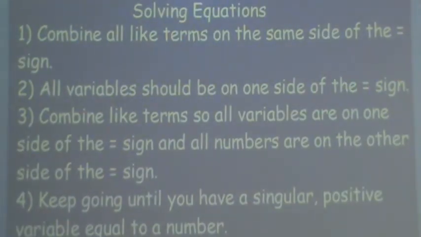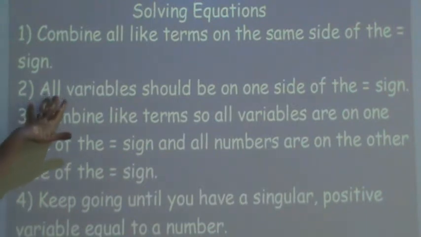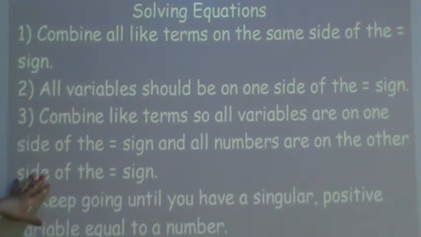All right, then solving equations. Combine all like terms on the same side of the equal sign. All variables should be on one side of the equal sign. Combine like terms, so all variables are on one side of the equal sign and all numbers are on the other side of the equal sign. Keep going until you have a singular positive variable equal to a number. We've done this all before, guys. We did this in chapter 2. All right, we're just going to take it beyond one-step problems.